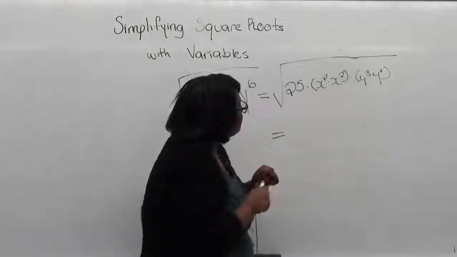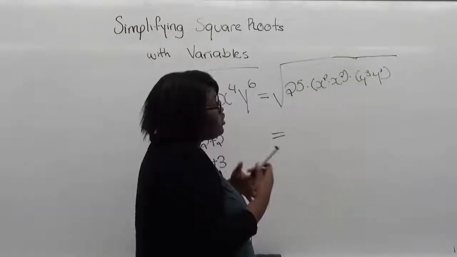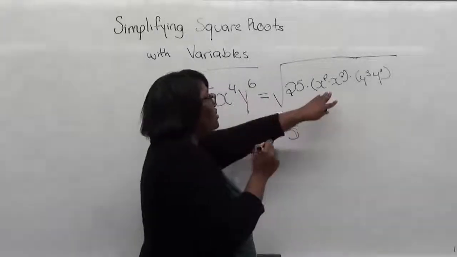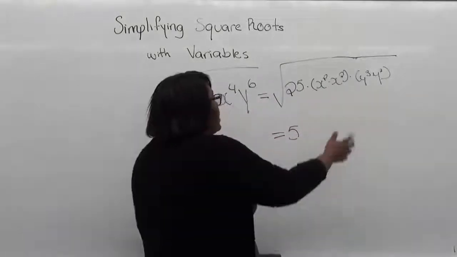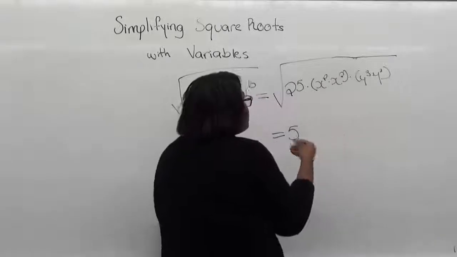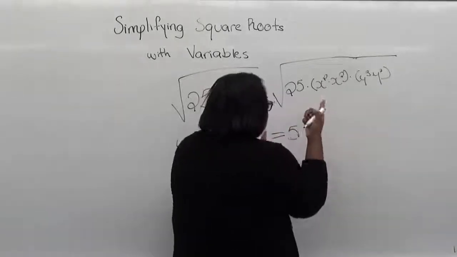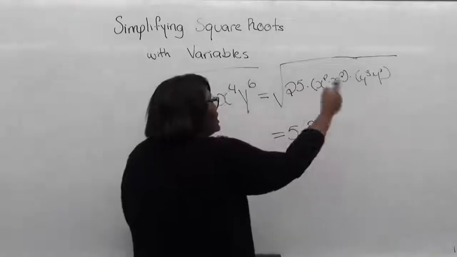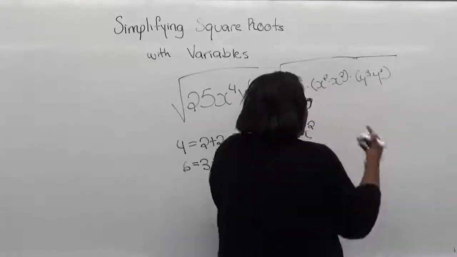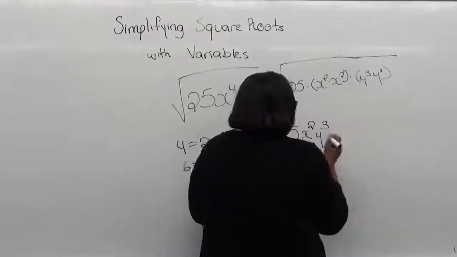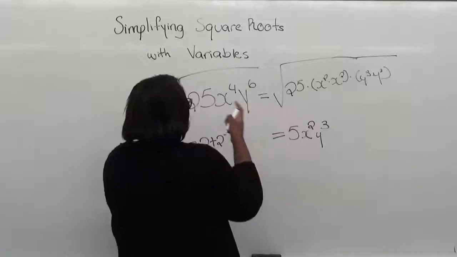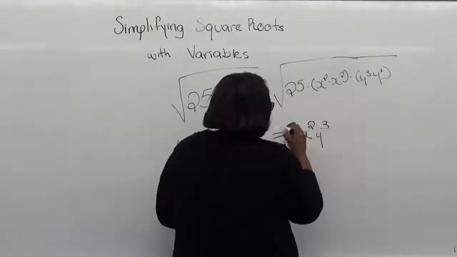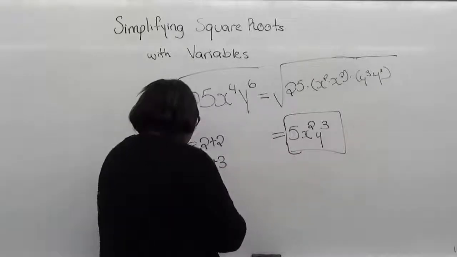So the square root of 25 would just be 5, because as we know, 5 times 5 gives us 25, and 25 is a perfect square. And then we have the square root of x squared times x squared. Again, when we have a pair of the same term under the square root, the square root of that pair is the term. So the square root of x squared times x squared is just x squared. Then the same thing applies to y to the third times y to the third. The square root of that would be y to the third. So our final answer for the square root of 25 times x to the fourth times y to the sixth is 5x squared y to the third. That's our final answer.